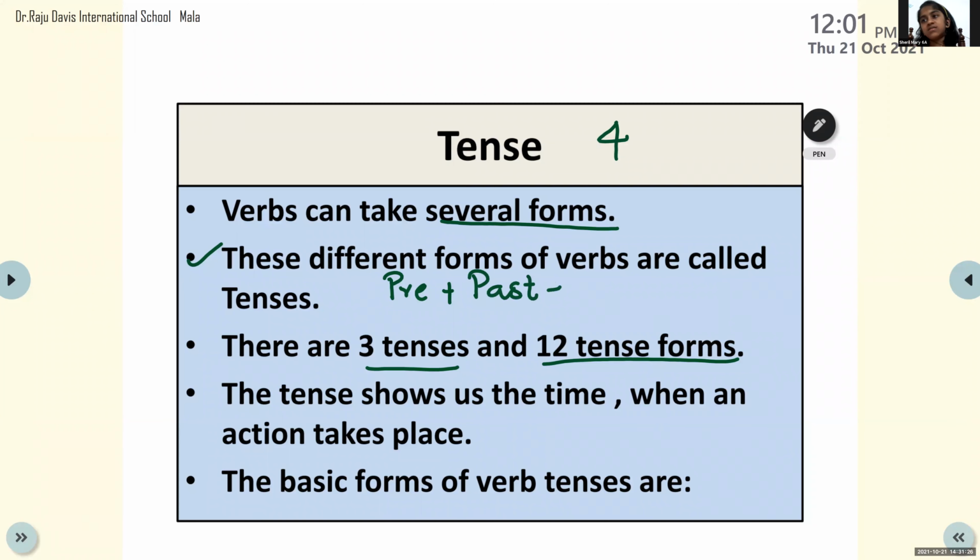Future tense, past tense. Okay, present tense, past tense, and future tense. There are 3 tenses or 3 times of action in English grammar. We have 3 tenses and we have 12 tense forms in English grammar.